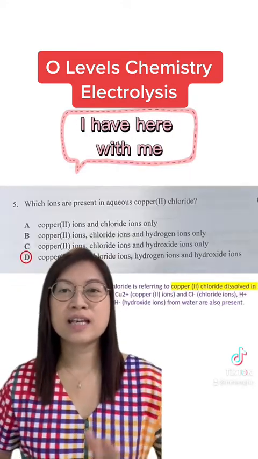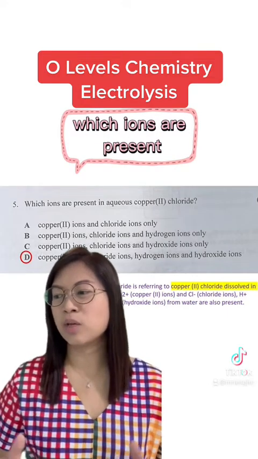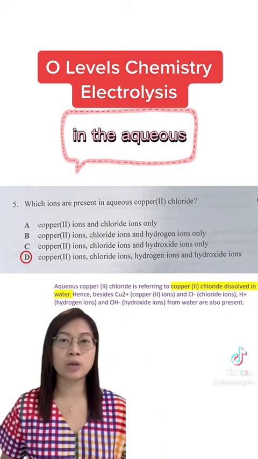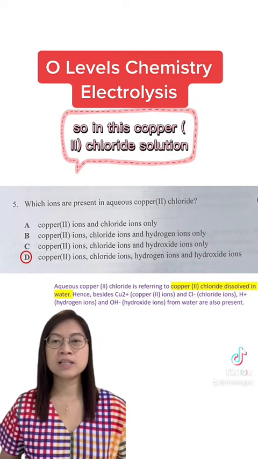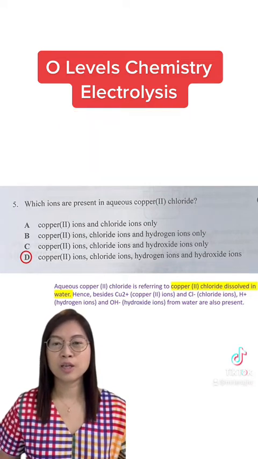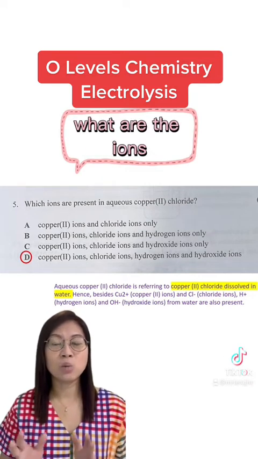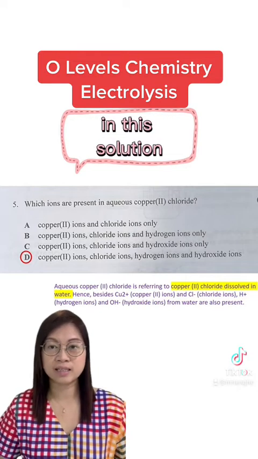And the next question I have here with me is on which ions are present in aqueous copper 2 chloride. So in this aqueous copper 2 chloride solution, we have to identify what are the ions that are present in this solution.